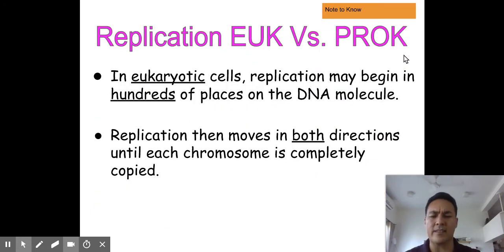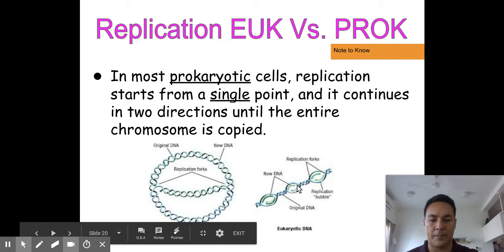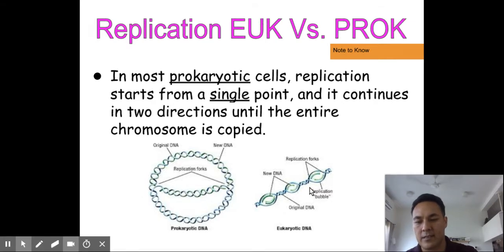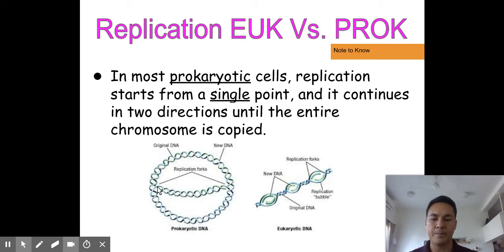All right. This is something I didn't emphasize well enough in class, but a little bit of the differences between eukaryotic and prokaryotic DNA replication. We have a lot of DNA in eukaryotes, organisms that have a nucleus. So therefore, we're going to replicate in both directions. Here, it's easier to see with a picture. So we're going to have multiple points of replication until the whole chromosome is copied, whereas prokaryotes are just going to start in a single point and continue in two directions until the entire chromosome is copied.